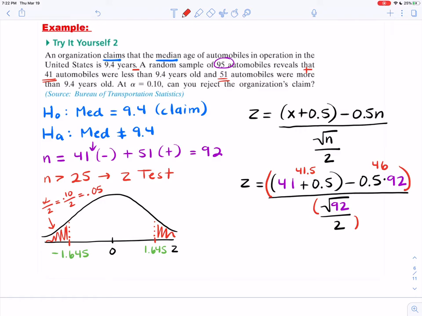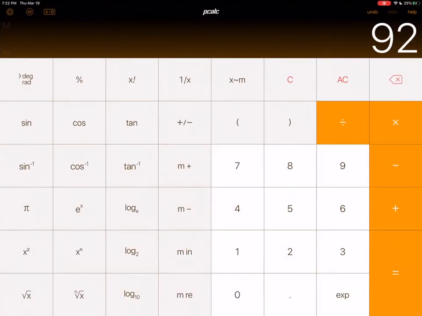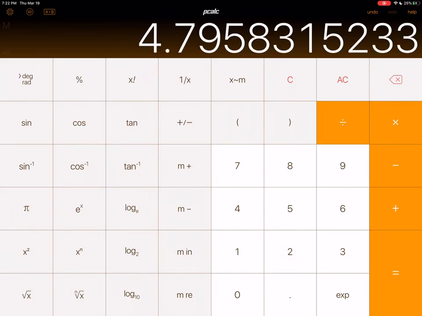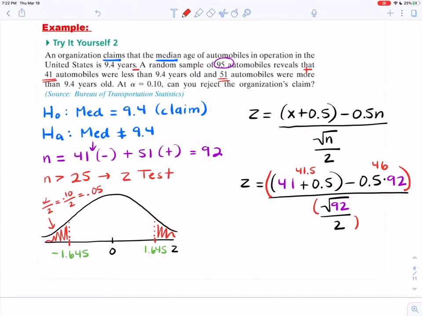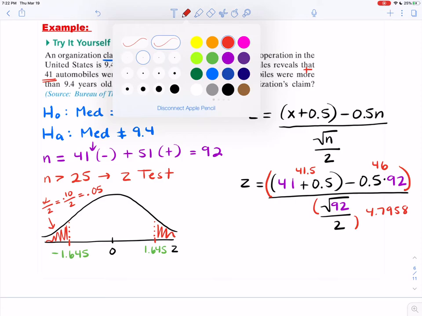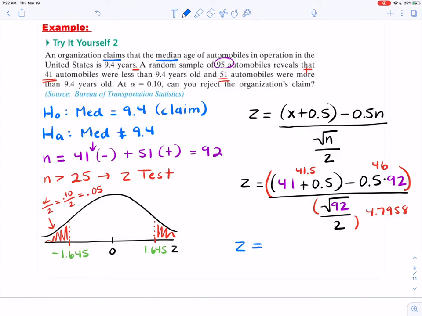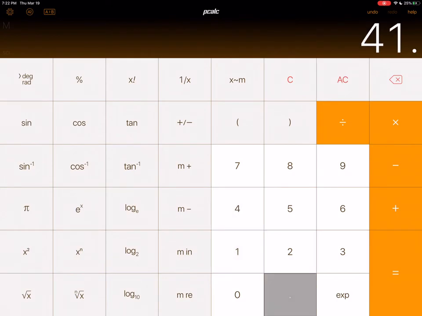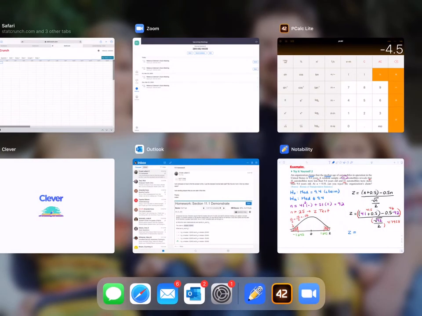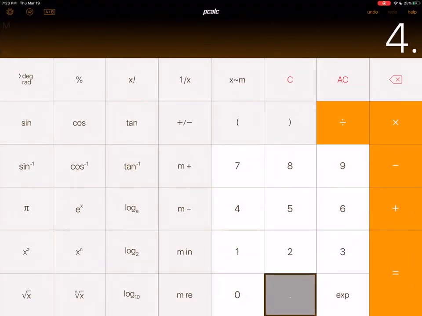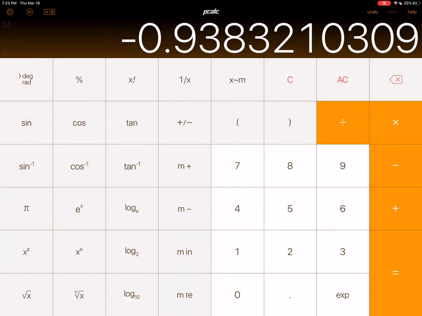of 46. And then if I go to my calculator and work out that denominator, the square root of 92 over 2, I'll take 92 and the square root divided by 2. That's a value of approximately 4.7958. So if you find that easier, then you can definitely go through and evaluate this in pieces. So that would mean I would take 41.5 minus 46, and then I would divide that by 4.7958. And that's going to show me my z-score, rounded to 2 decimal places, is negative 0.94.